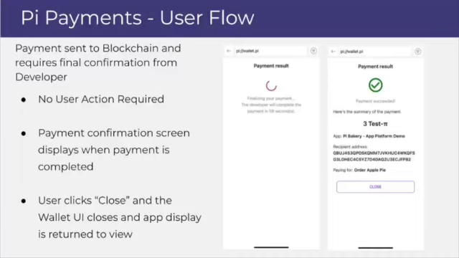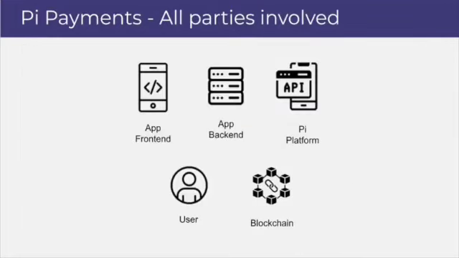This has all of the information for the transaction there. So you can see I paid the 3 test Pi for the Apple Pie. It went to the Pi Bakery, which is our platform demo, and then the wallet address that it was sent to. So at this point, the user can click close, and the payment from a user standpoint has been completed. And so now I'll turn it over to Aurélien to talk about the payment flow from a developer standpoint.